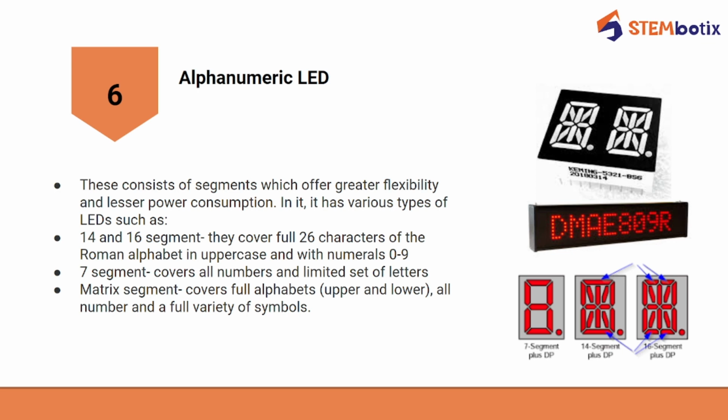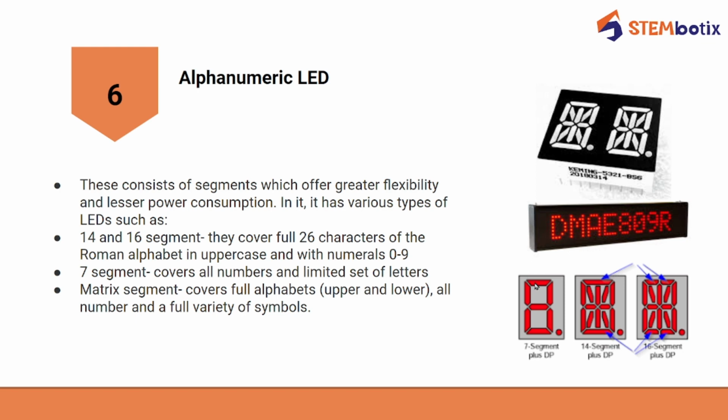It has various types, such as 7, 14 and 16 segments. And here you can see the different types. This is a 7 segment alphanumeric LED, this is 14 segment, and this is 16 segment. The segment means this part. This is 1, this is 2, this is 3, this is 4, this is 5, this is 6 and this is 7. Means it has 7 different segments. And depending upon the illuminated area, you can see different digits. In 7 segments, you'll see only digits.